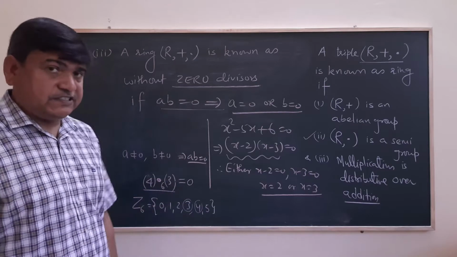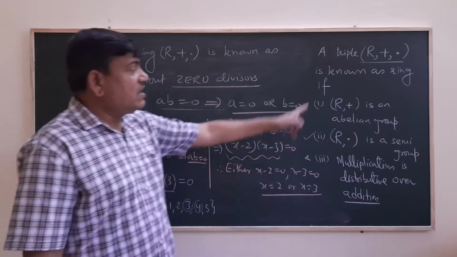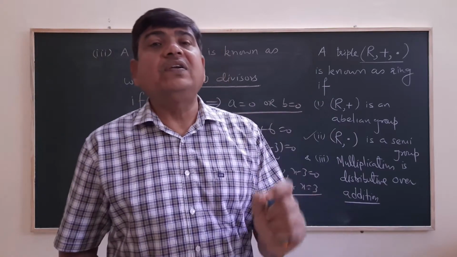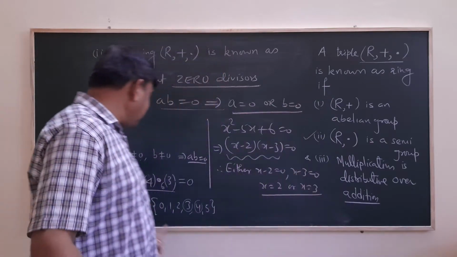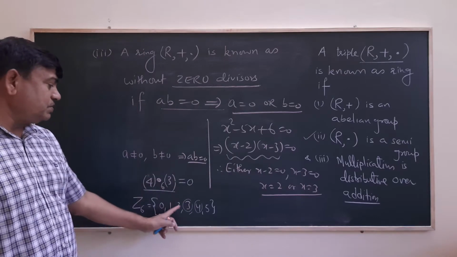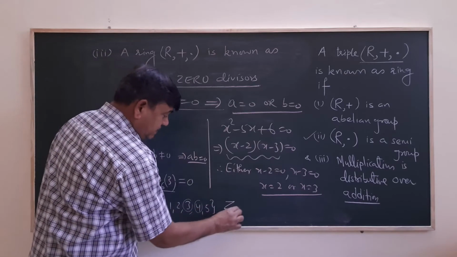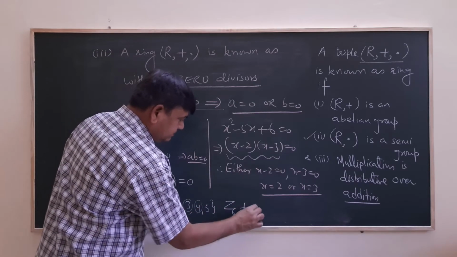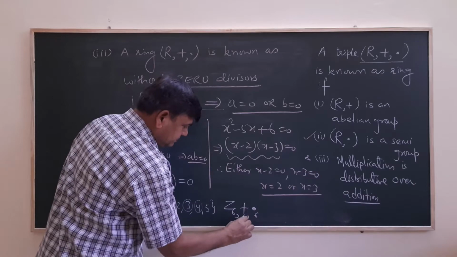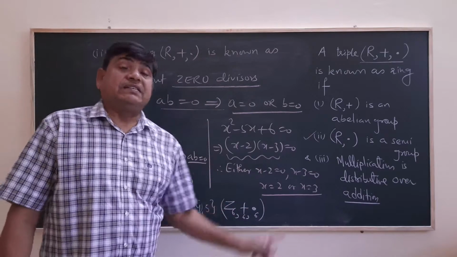We have seen this. So in this set, here I have written R is a non-empty set. So here Z6, this is non-empty. How many elements? 1, 2, 3, 4, 5, 6. And remember, this is a ring under this. This is a ring.